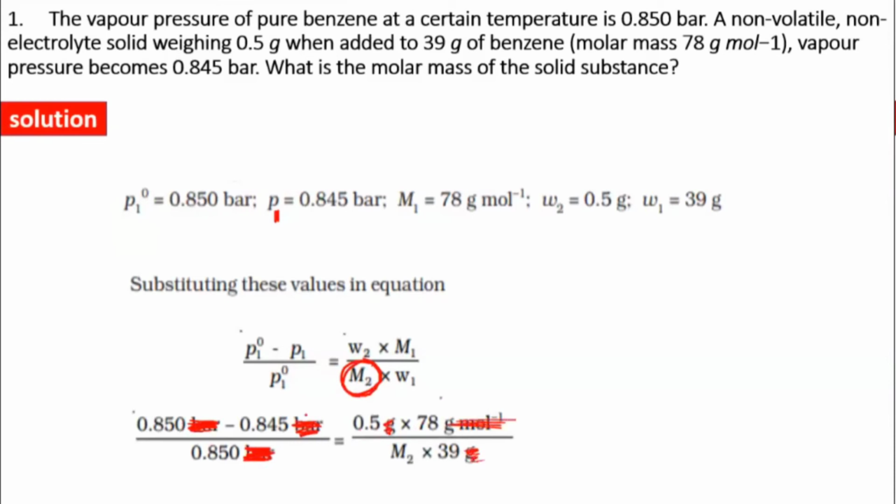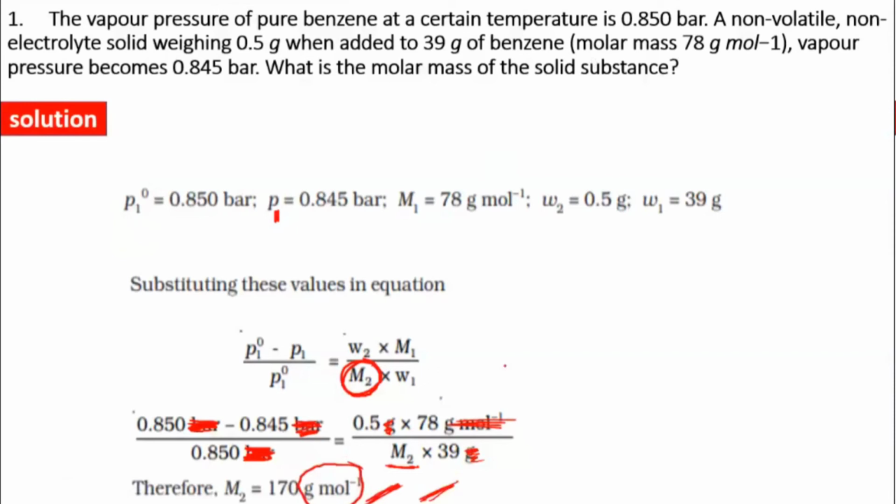Just write down this value. Now calculate. You can do this calculation and tell me what value you are getting at the end. Yes, everyone has finished. This is the final answer. On substituting, you get 170, and because it's molar mass, it is gram per mole.